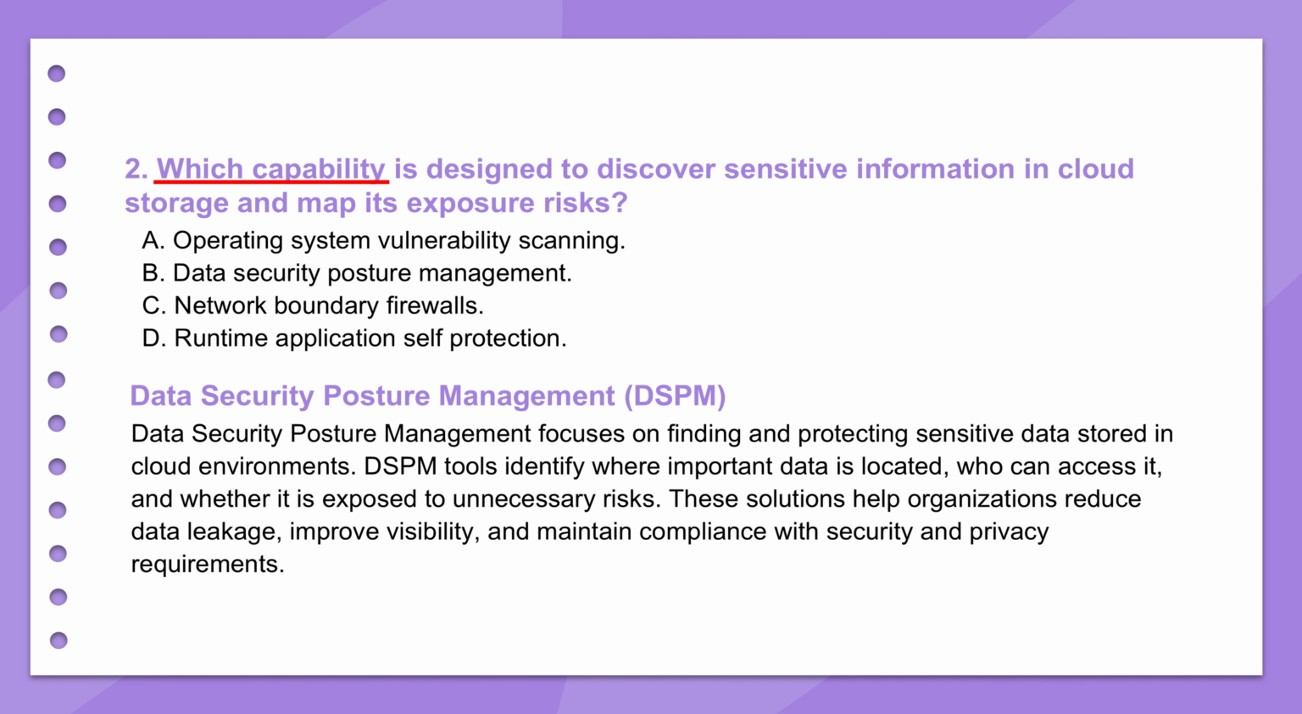Question 2. Which capability is designed to discover sensitive information in cloud storage and map its exposure risks? A, operating system vulnerability scanning. B, data security posture management. C, network boundary firewalls. D, runtime application self-protection. The correct answer is B. Data Security Posture Management, or DSPM, identifies sensitive data across cloud services and evaluates exposure risks, like excessive permissions or public exposure.